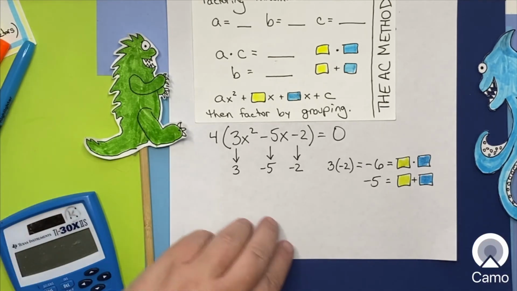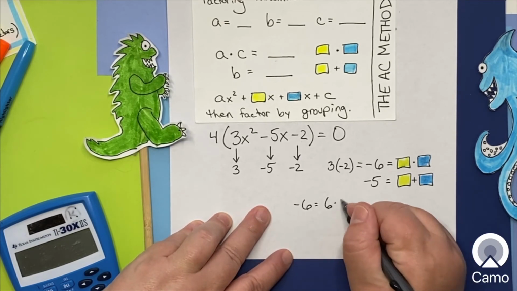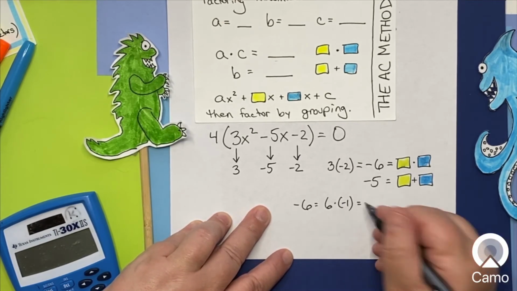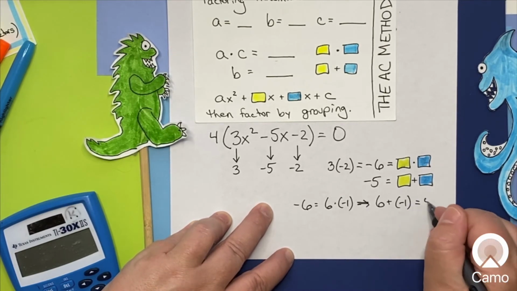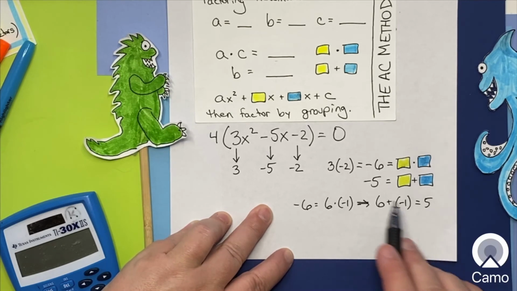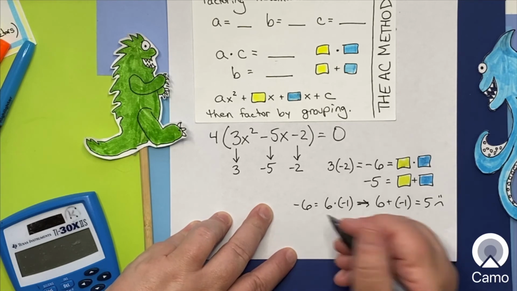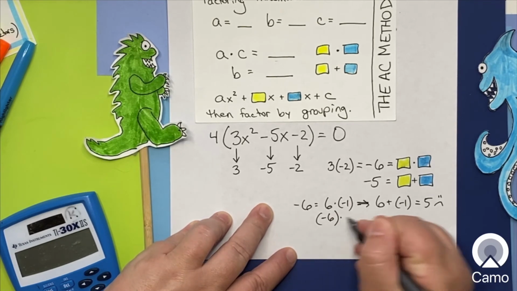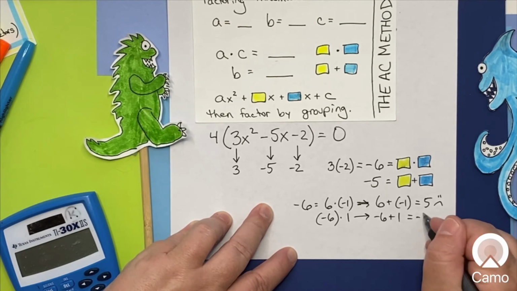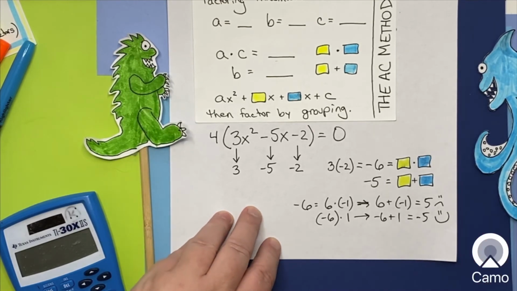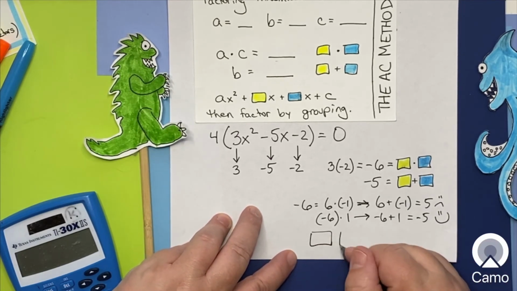Okay, so let's see. Negative 6 is 6 times a negative 1. 6 plus a negative 1 is 5. Is that the number I was looking for? It's close, but not quite. Let me try switching the minus here. How about a negative 6 times 1? Negative 6 plus 1 is negative 5. Oh my gosh, we got it. Yay! Our secret numbers are negative 6 and 1.